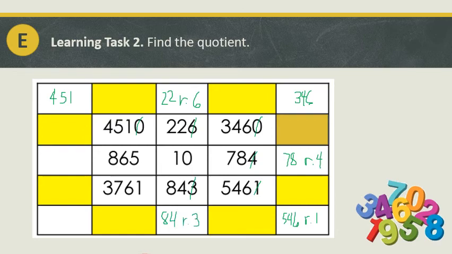For 3,761, one again, because 10 has only one 0. So 376, remainder 1. And last, 865, so we remove one, it becomes 86, remainder 5.